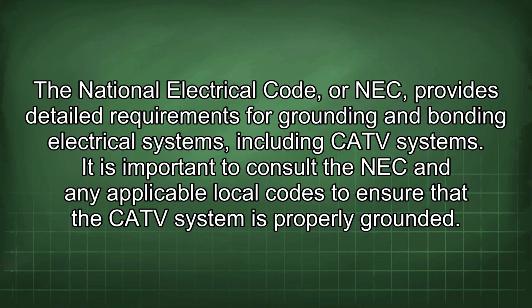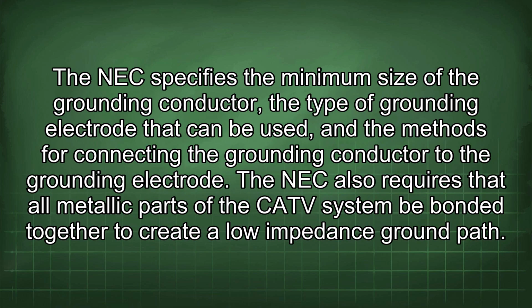The National Electrical Code, or NEC, provides detailed requirements for grounding and bonding electrical systems, including CATV systems. It is important to consult the NEC and any applicable local codes to ensure that the CATV system is properly grounded. The NEC specifies the minimum size of the grounding conductor, the type of grounding electrode that can be used, and the methods for connecting the grounding conductor to the grounding electrode.